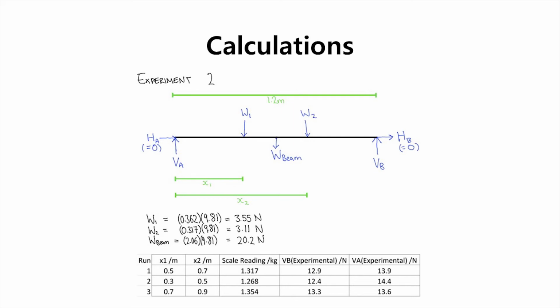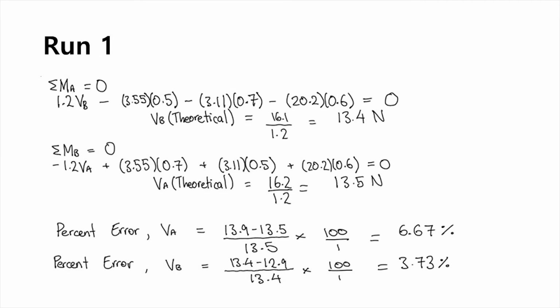Thus, since we know all the forces except the vertical reaction at A, we can use the sum of vertical forces equal to 0 to find the vertical reaction force. In order to find out how accurate our experimental values were, we decided to also calculate the theoretical values and compare them to calculate the percent error.